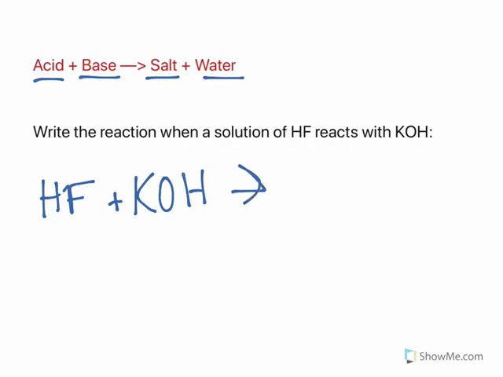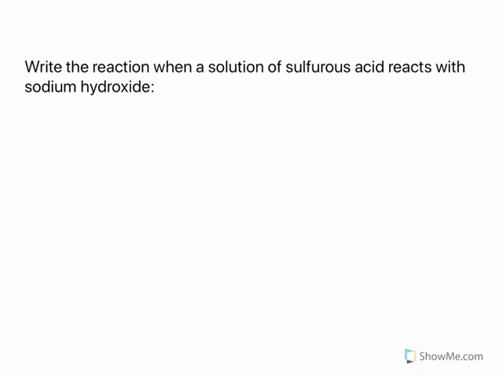This reaction will give us a salt where the anion of the acid is replaced with the other metal. This will give us potassium fluoride plus the hydrogen and the hydroxide of the acid and the base will give us our water. This equation is already balanced, so let's look at another example.